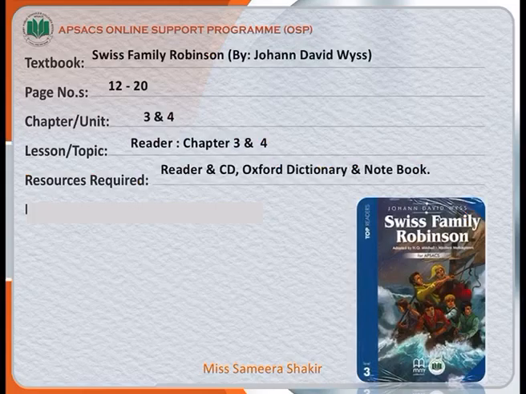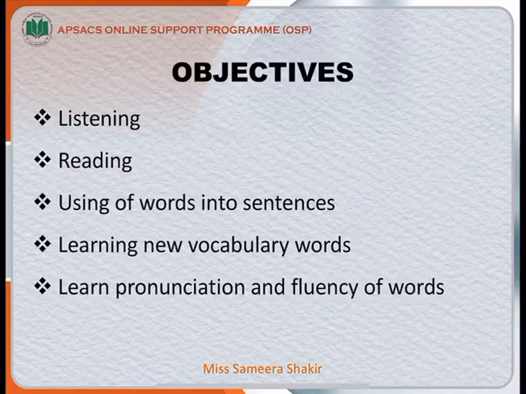Today you need a reader, Swiss Family Robinson, page numbers 12 up to 20, chapters 3 and 4, lessons 3 and 4. Resources required: reader and CD, Oxford Dictionary and notebook. Today's objectives are listening, reading, using words in sentences, learning new vocabulary words, and learning pronunciation and fluency of words.